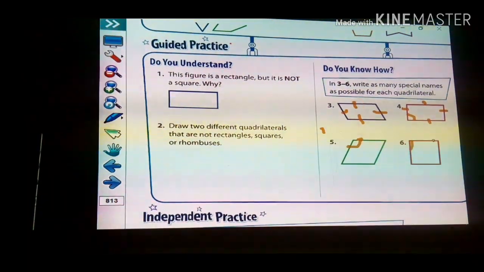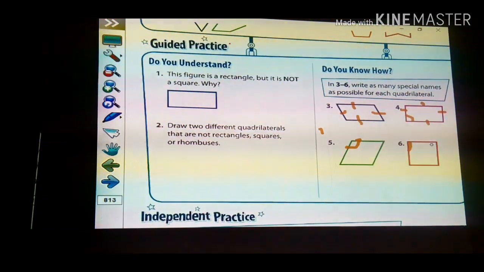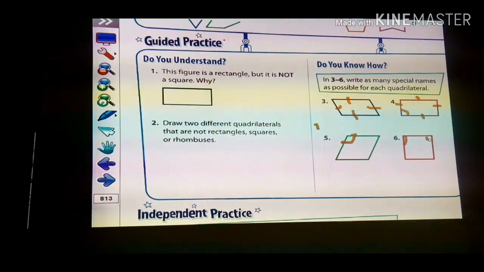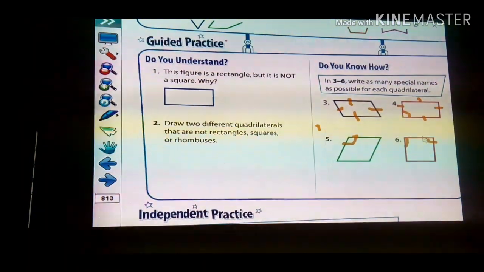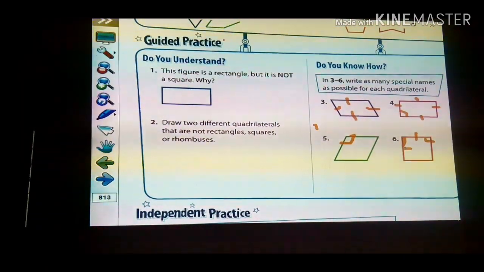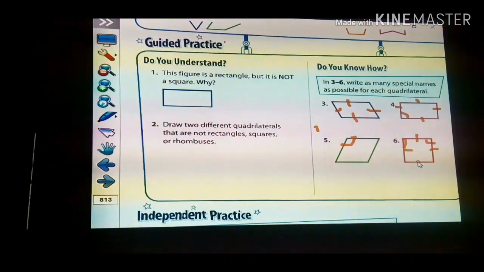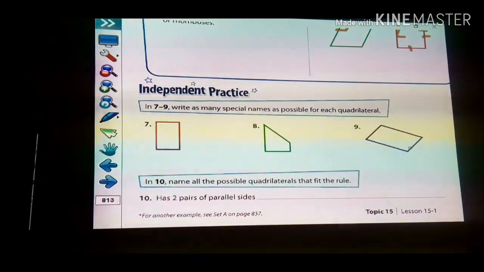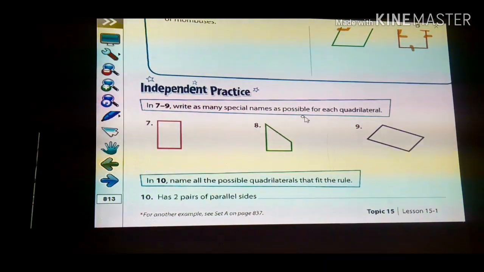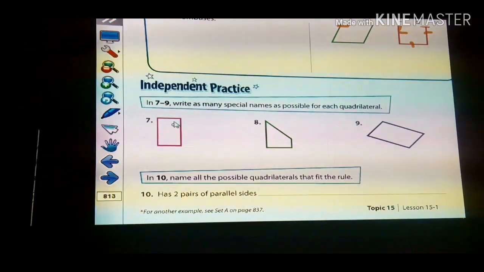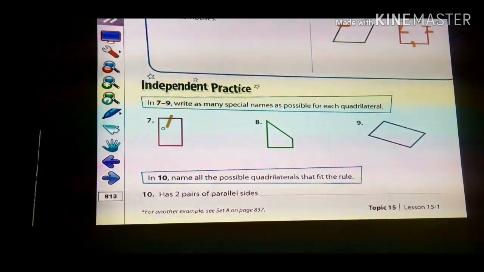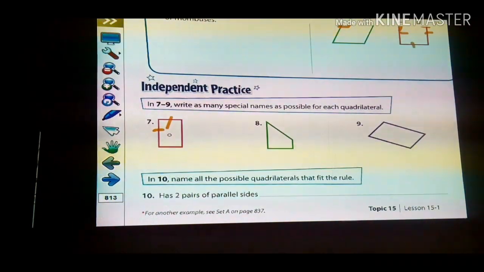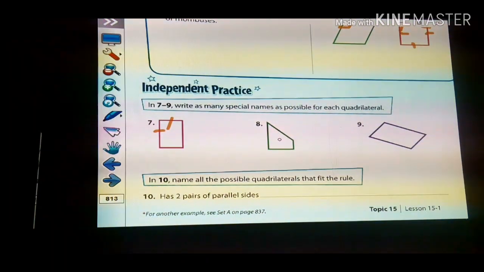How about this one? It's a square. A square, rectangle, rhombus, parallelogram. All of them can be the name of this one because I said it's a special shape. Okay, so we can say square and we can say it has four right angles. Write as many special names as possible for each quadrilateral. Remember, look here, two parallel sides. It's a rectangle, and also a parallelogram.